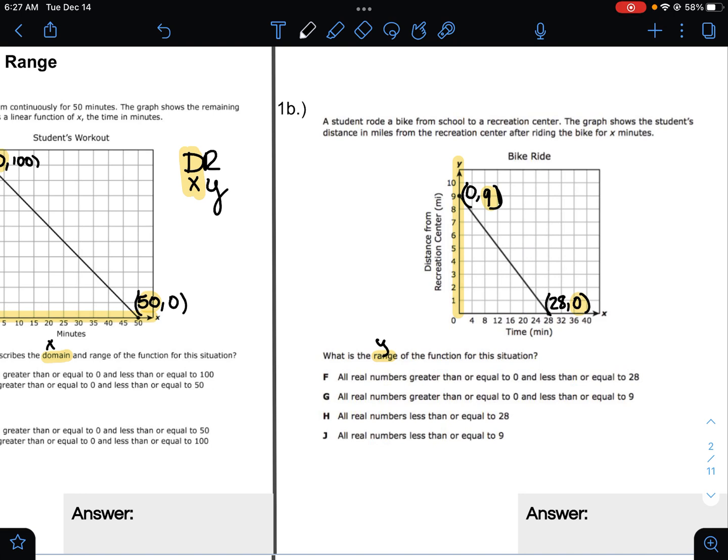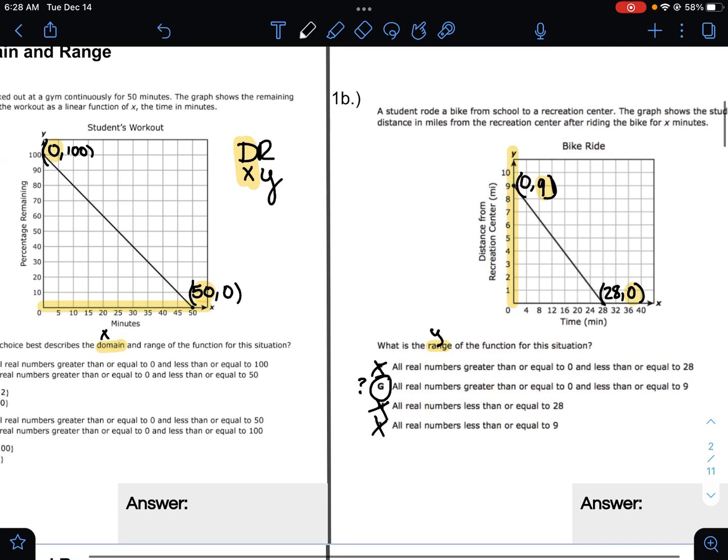So F says all real numbers greater than or equal to 0, less than or equal to 28. That doesn't work. G says all real numbers greater than or equal to 0, less than or equal to 9. That's a possibility. H says all real numbers less than or equal to 28. Nope. And J says all real numbers less than or equal to 9, but it doesn't say anything about 0, which means it can go below 0, and we don't want that. So our answer is G.